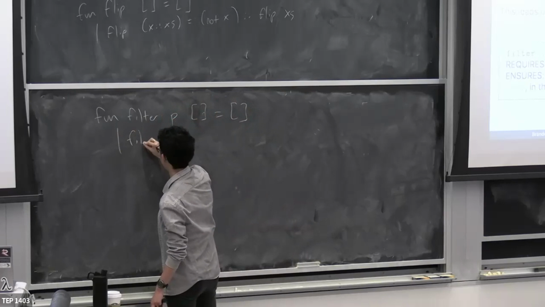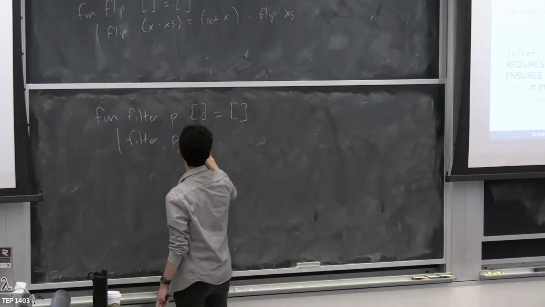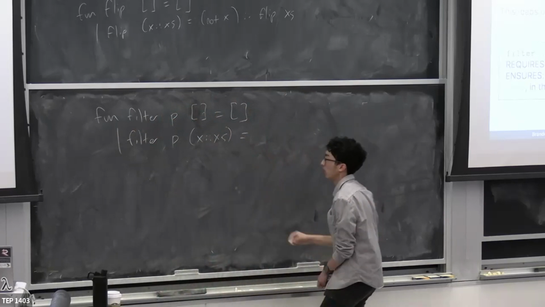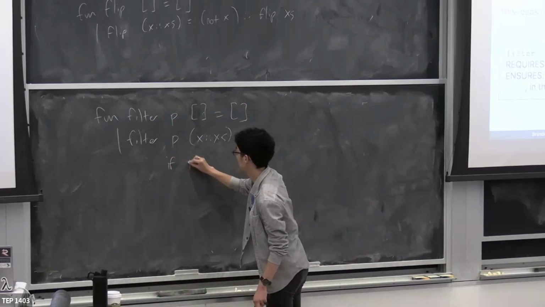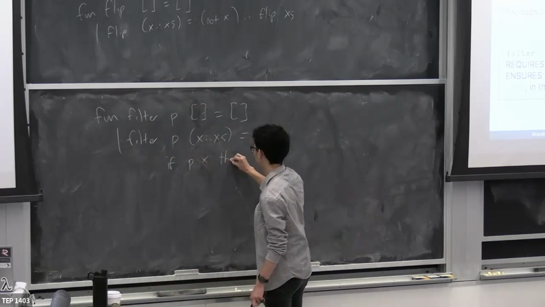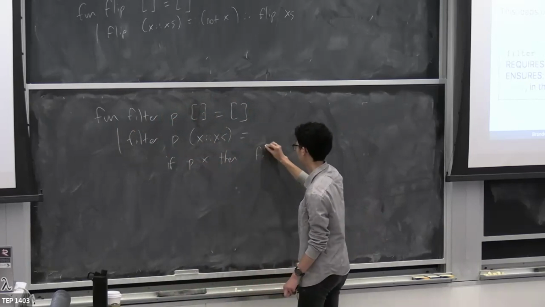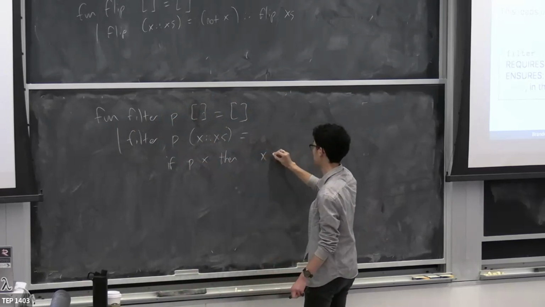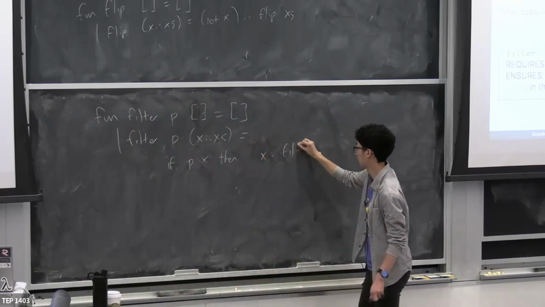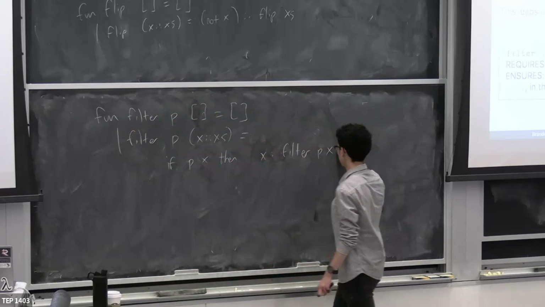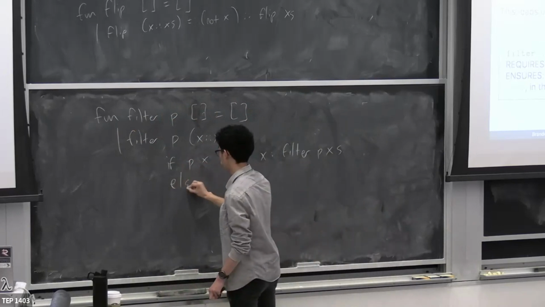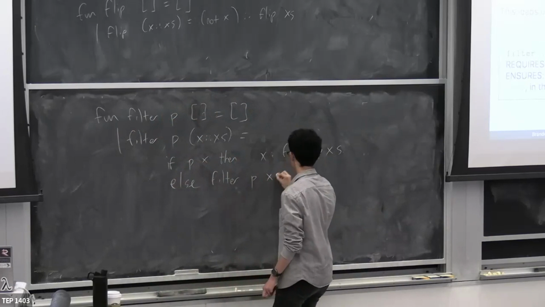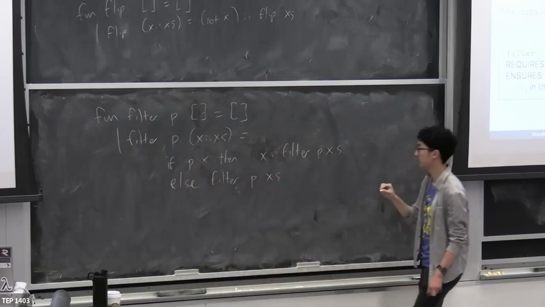So filter given the empty list is just the empty list. But if I have p and x cons xs, where p is this function of type alpha to bool, I have two cases. Either p x is true, in which case, oh, sorry, this is not the right case. x cons filter p xs, else filter p xs. Does everyone see why this is true?